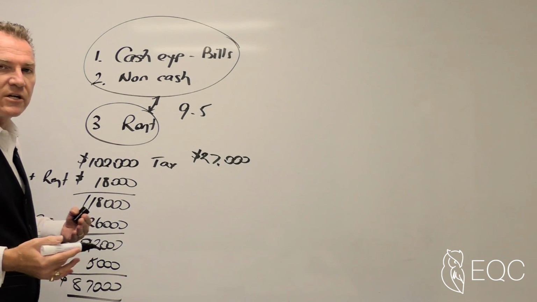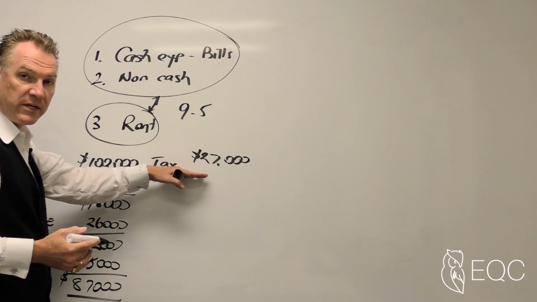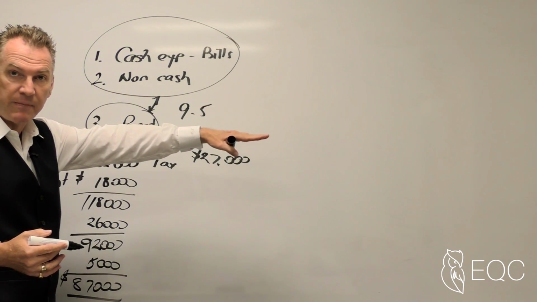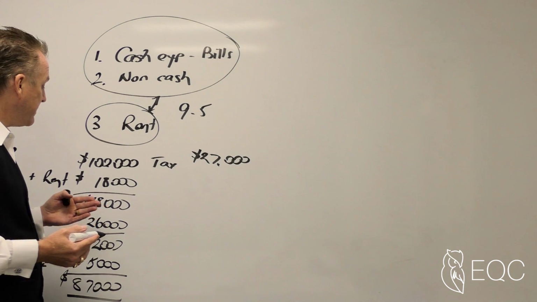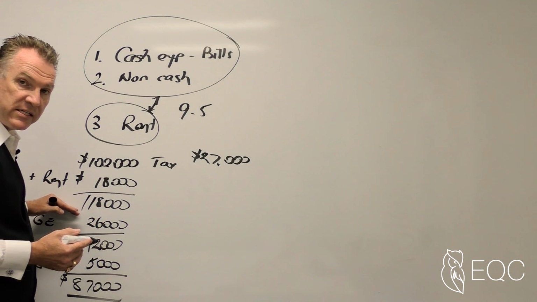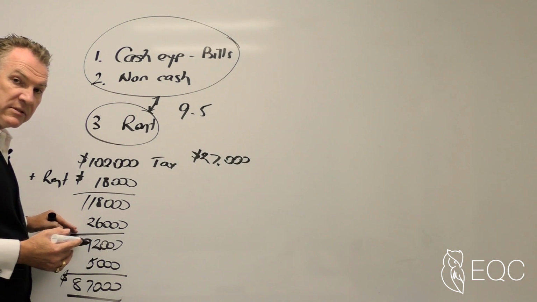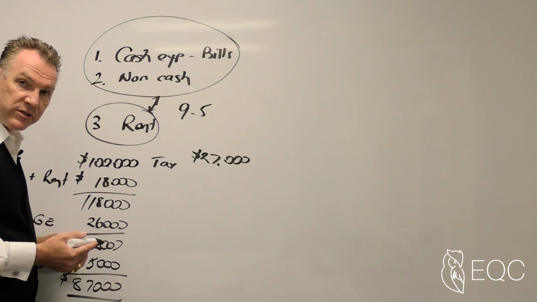So let's step you through this slowly. So at the moment, you've got your $100,000. You pay the tax of $27,000, goes straight off to the tax department. We fast forward it to the end of the financial year. The tax department says, okay, we need to add the rent, which takes your income up to $118,000. We've also got to take the bills into account because that's money that's gone out. That brings your income down to $92,000.